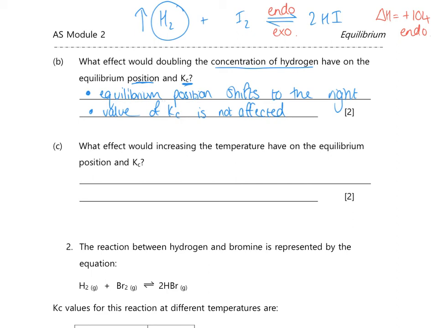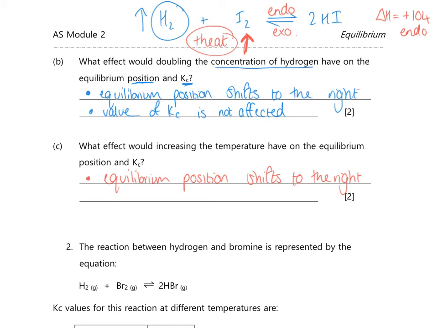That means I can write plus heat as essentially a product of the reverse reaction. So I can write it as a reactant on the left hand side. So if I increase the temperature, I'm increasing the concentration of my heat essentially. So it's going to shift to the right hand side to try and remove that heat. But also we know that increases in temperature favour the endothermic reaction, which is the forward reaction. Again, we don't need to explain that. We can just write simply that the equilibrium position shifts to the right. We know that happens because it favours the endothermic reaction.